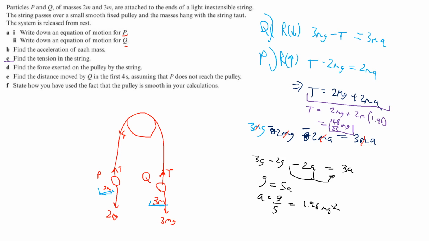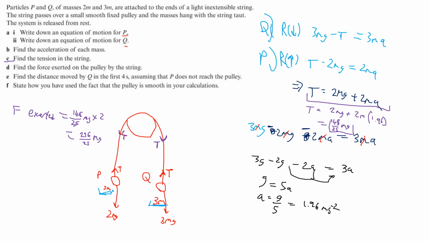Now, what is the force exerted by the string? Well, if you look at the pulley, you know that tension is moving downwards on this side. Tension is also moving downwards on this side. So therefore, the force exerted is just going to be 148 over 25 mg times 2, which is just going to be 296 over 25 mg.